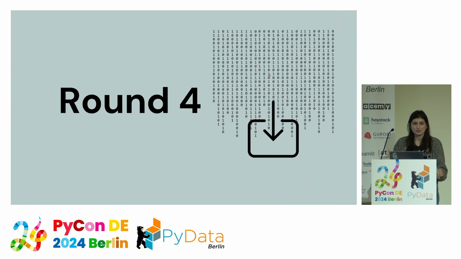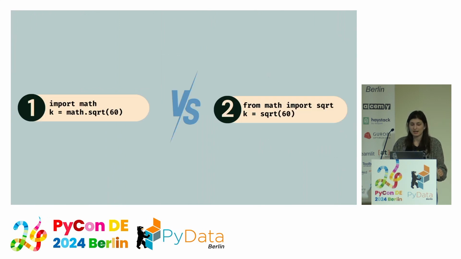Round 4 is also very common. It's basically how you import your module. We have here two options. The first one, you import the whole module. After that, you call the function, or you import the function directly from the module and just reuse the function in the entire code base.